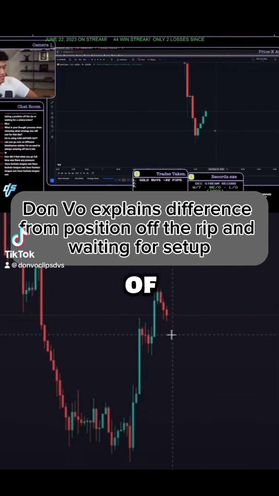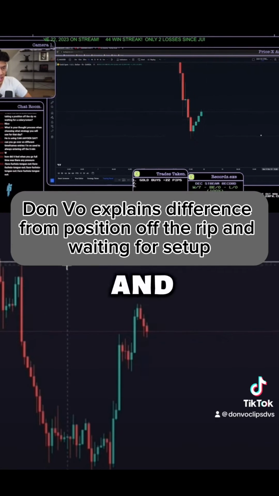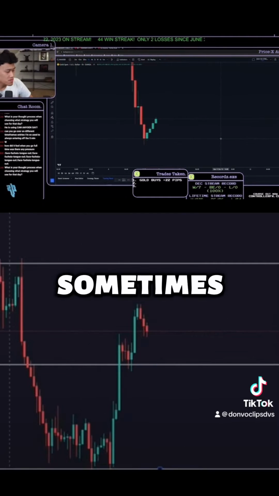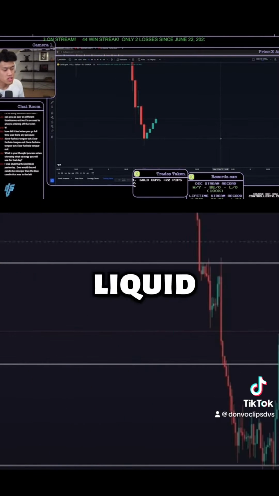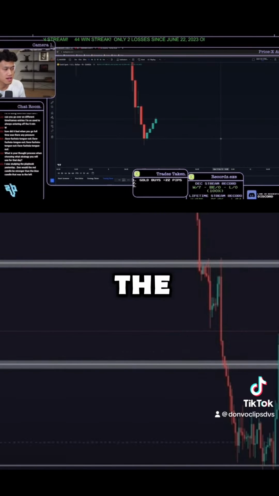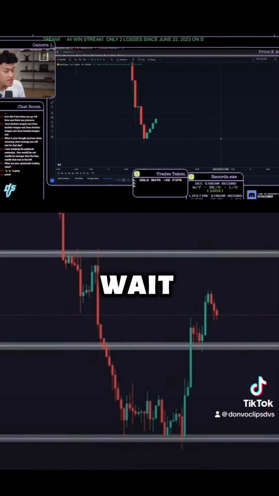What's the difference between taking a position off the rip versus waiting for liquidity to form? So sometimes when there's no liquidity being formed, you can just take the position off the rip, or my bad, you can wait for liquidity being formed.